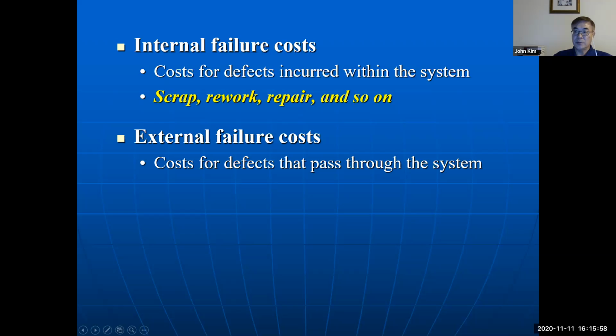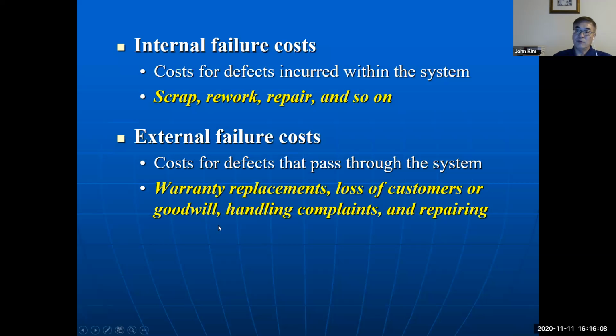And also, with every effort, still there is a chance a defect reaches the customer, then maybe warranty replacement, and because of that, we can lose the customer, opportunity cost, and then goodwill, handling complaints, and so on. They are external failure costs.